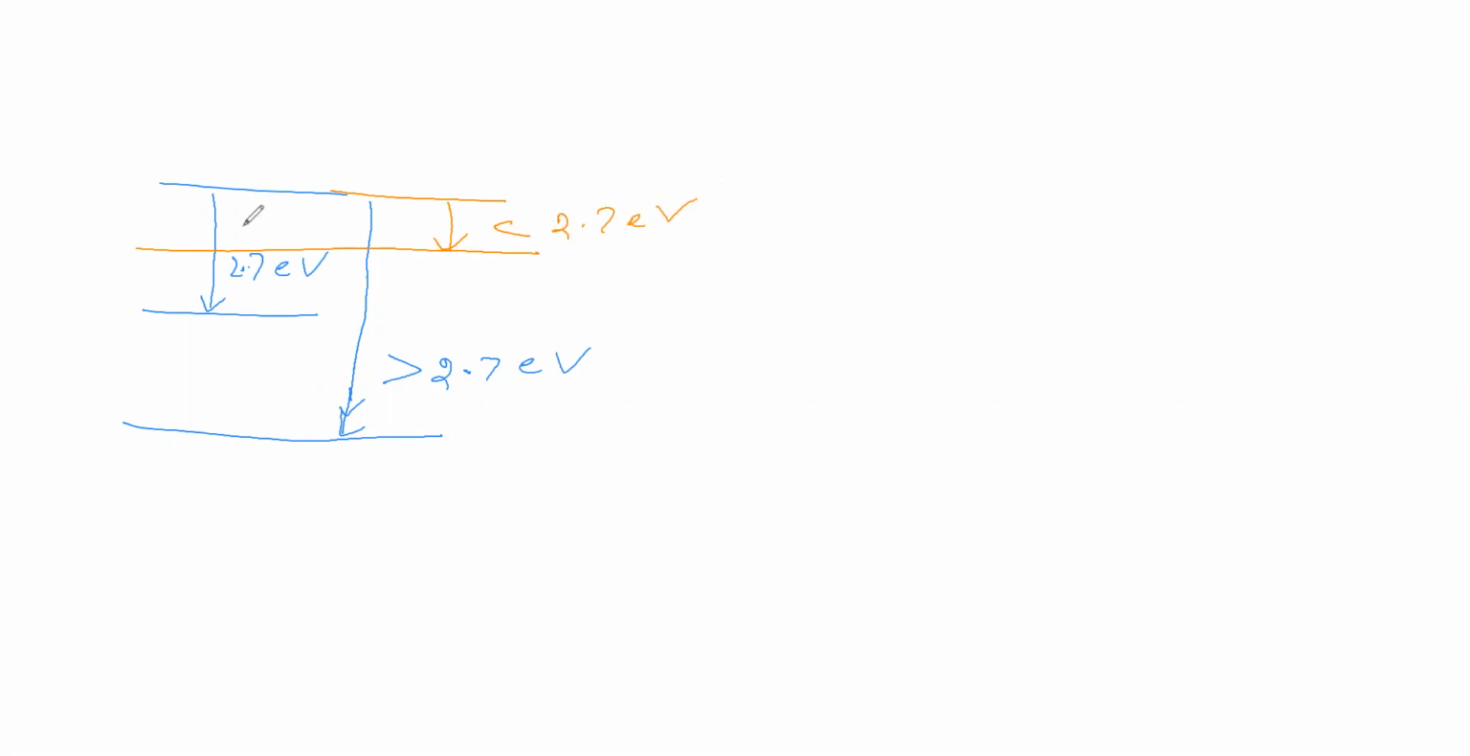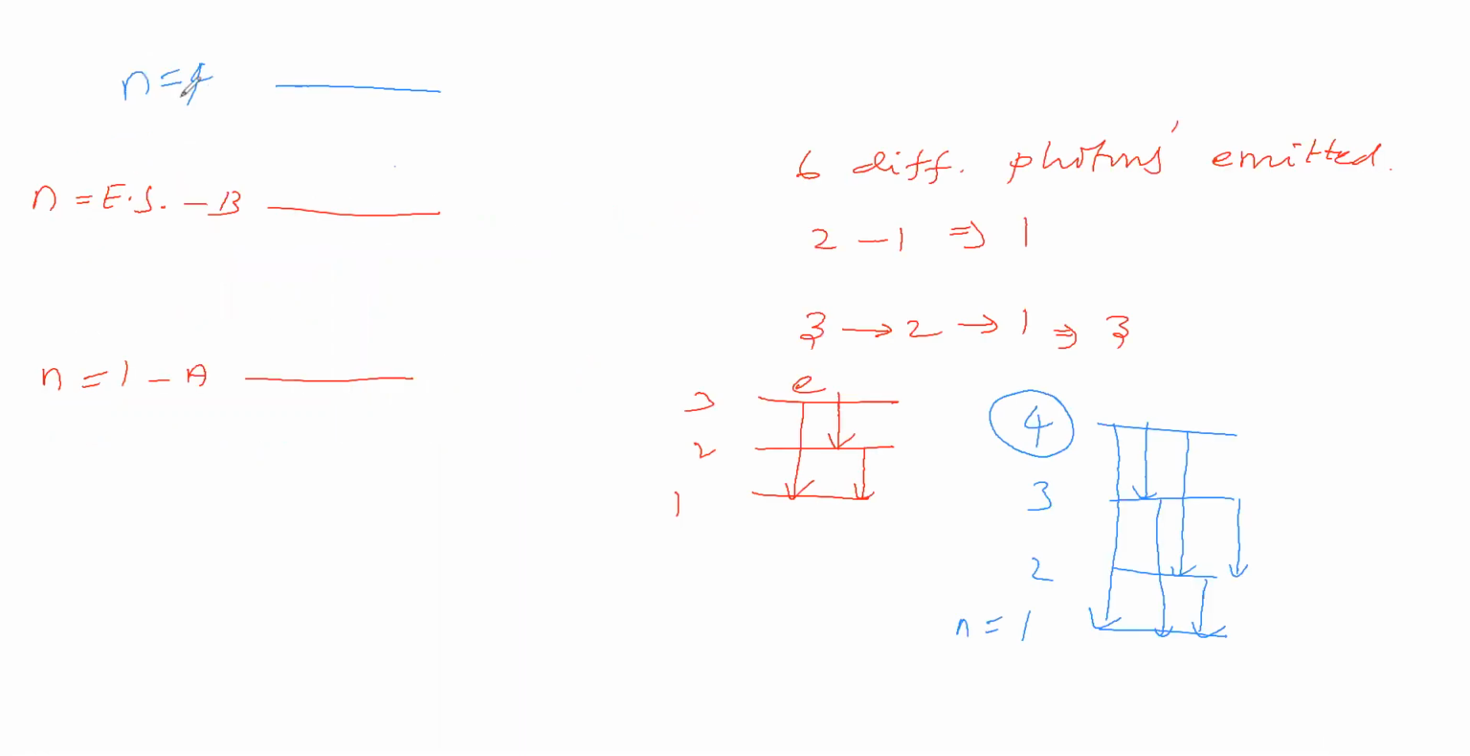Therefore, one is 2.7 electron volt, one greater than 2.7, one less than 2.7, so totally how many levels should be there? The first level, second level, third level, fourth level. 4 levels should be there, isn't it? Now let us see this n is equal to 4, greater than this B or less than this B. How do we know it?